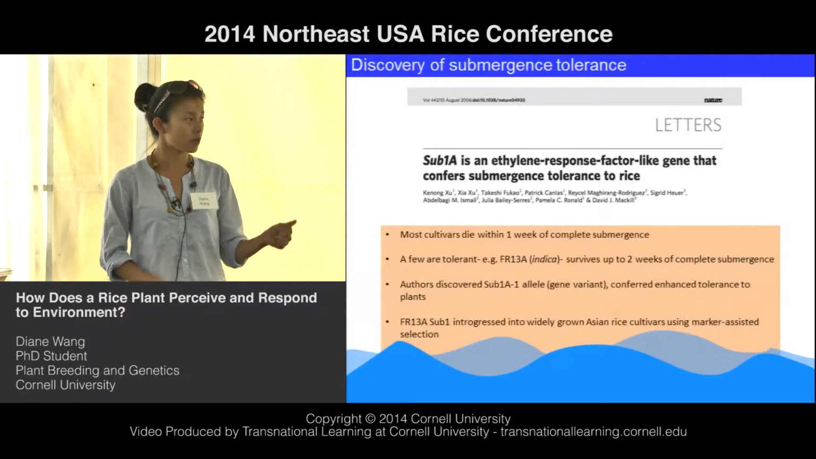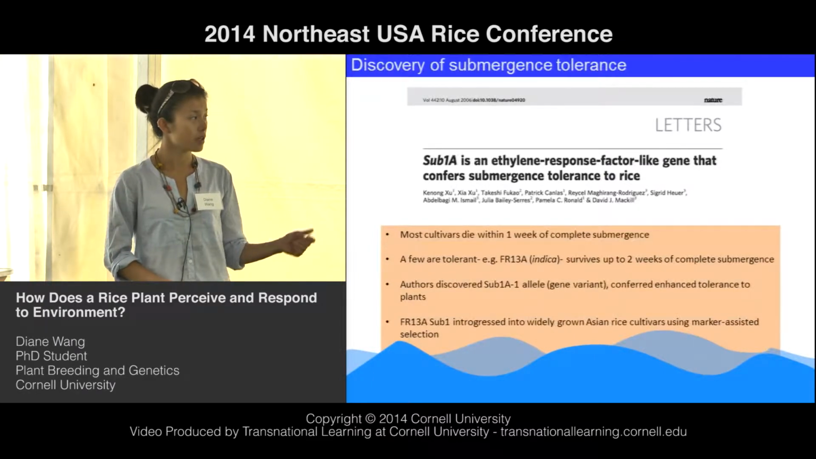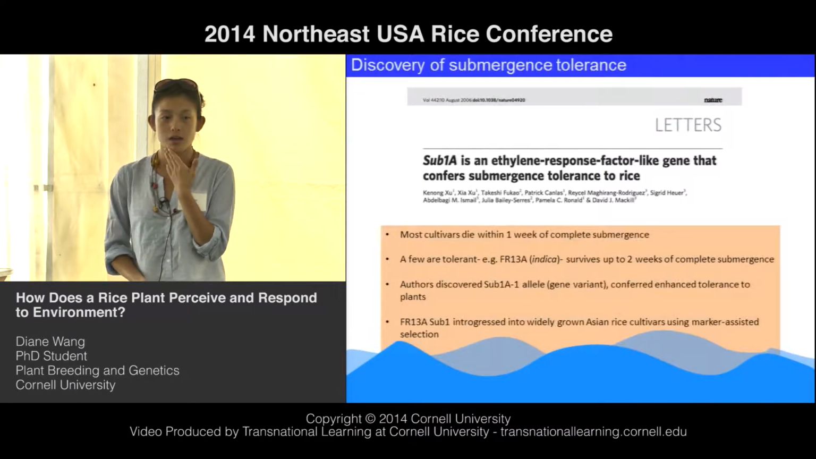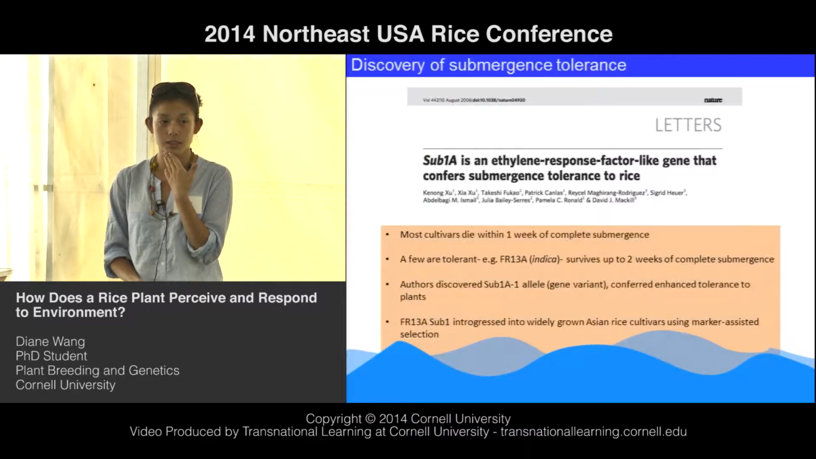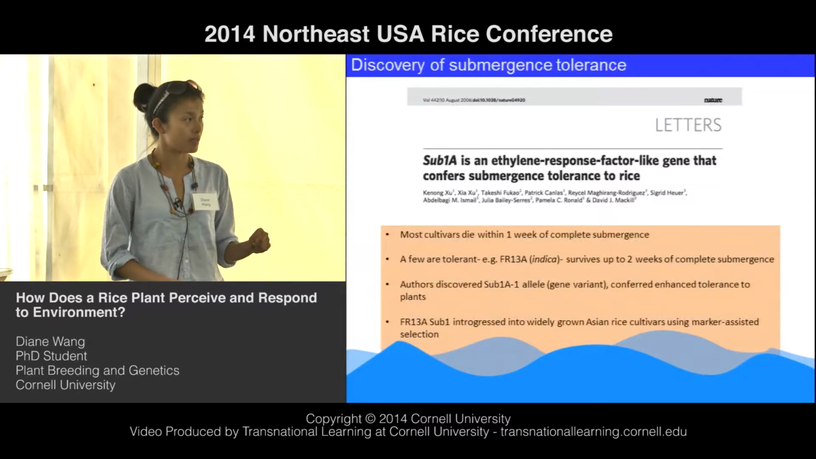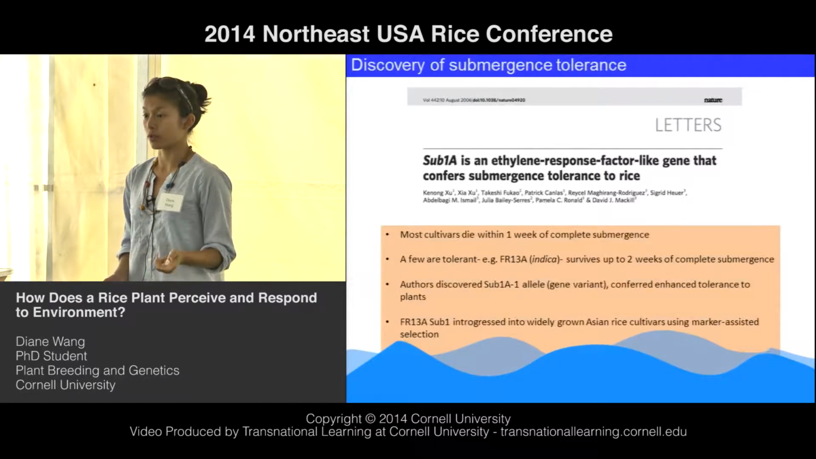And there are a few tolerant lines. The one that they studied in particular in this study is called FR13A. It's an indica, but it's not very high yielding. It's adapted to a very specific region of the world. But the cool part about it is that it can survive up to 2 weeks of complete submergence. And so they wanted to figure out why.